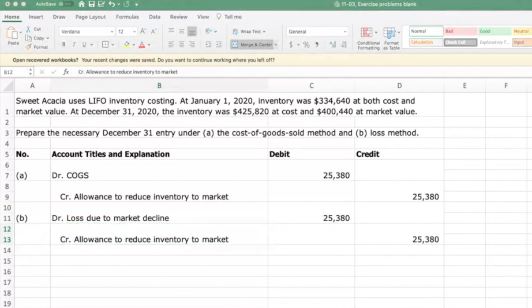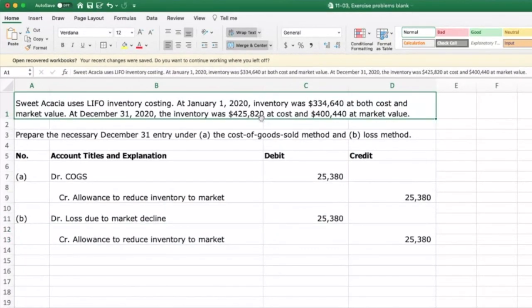Does it end up as cost of goods sold, which reduces my gross profit for the company? Or does it get stuffed into a loss amount that gets reported in, say, other gains and losses at the bottom of my income statement? So that's really the only question that's going on here. Either way, we have a contra asset, which is reducing the inventory, in this case, to market.